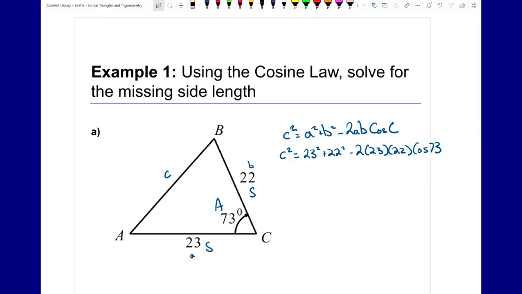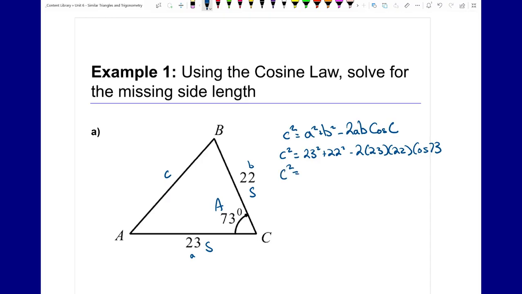Now, if you're relabeling your triangle just to fit the one equation that you memorized, the other two sides, it doesn't matter how we label them. I could say 23 is b and 22 is a. It wouldn't change my answer, because we're adding the values. Same thing in the second part: because we're multiplying the values, it doesn't matter what order I put them in, it's going to be the same.